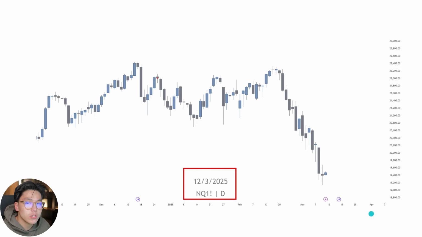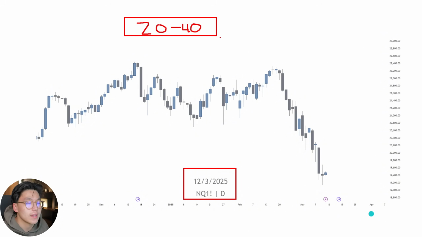And what I really want to look for and mark out is the past 20 to 40 days on the daily time frame. This is a good rule of thumb when you're looking at the daily chart. Anything past 40 days doesn't matter as much, and the most clear trend that you're going to get is in the past 20 to 40 sessions.